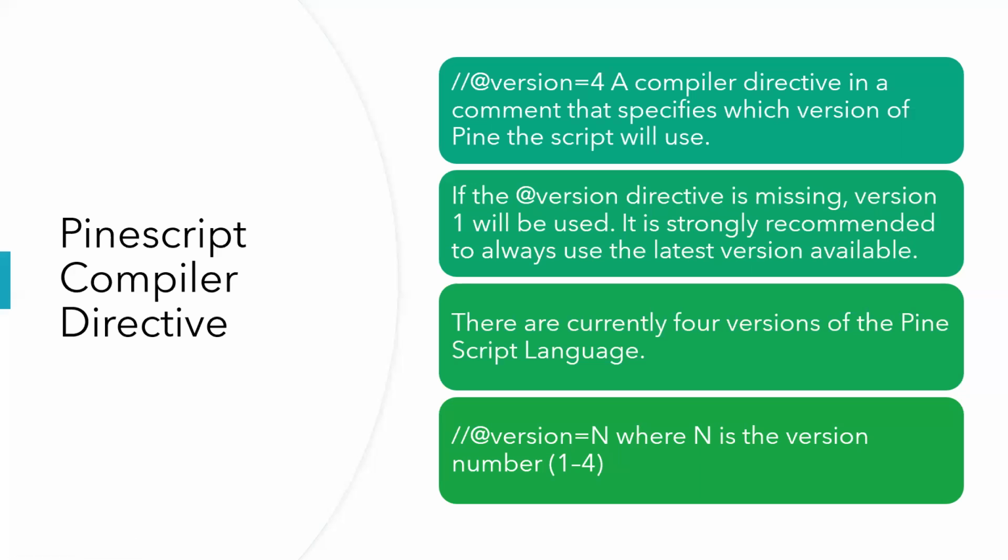All right. And currently there are 4 versions of the Pine Script language available. So the N represents the version number. You can specify 1 or 2 or 3 or 4. 4 is the recent version.